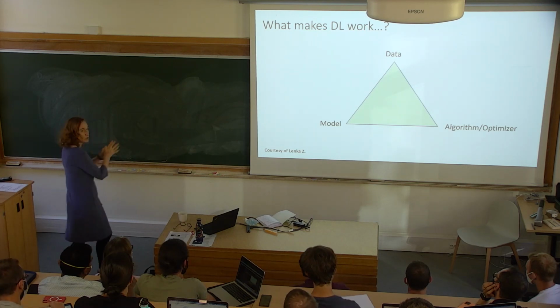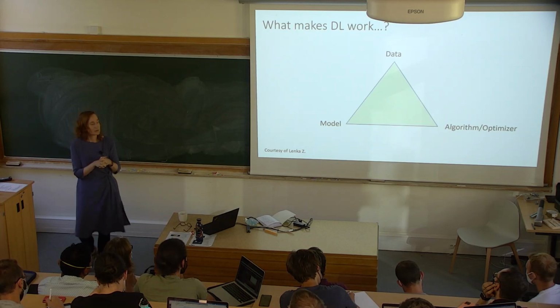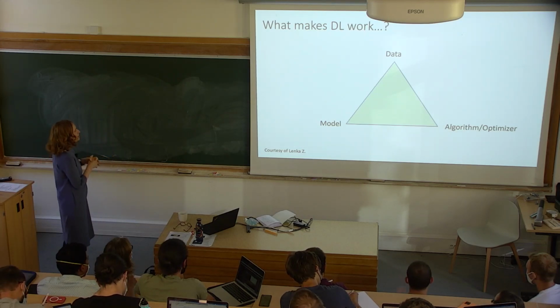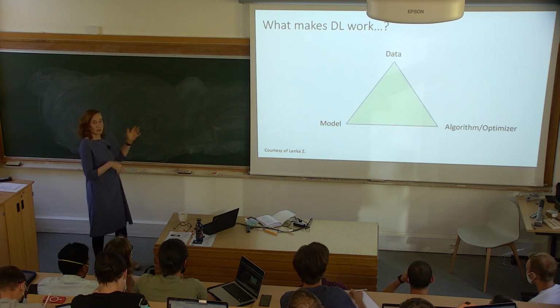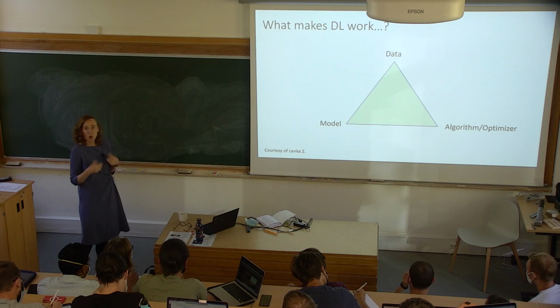And this is all Lenka's ideas and Lenka's graph. So there are 3 ingredients, right? One is the data, and that's the one I would like to focus on in these lectures. There's, of course, the model, the architecture, the neural net, and there is also the optimizer.